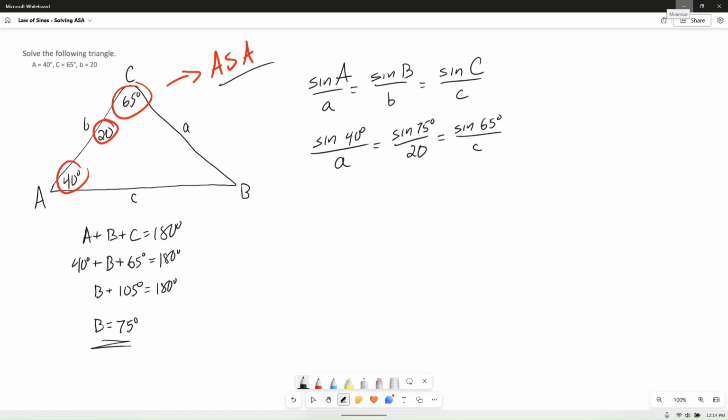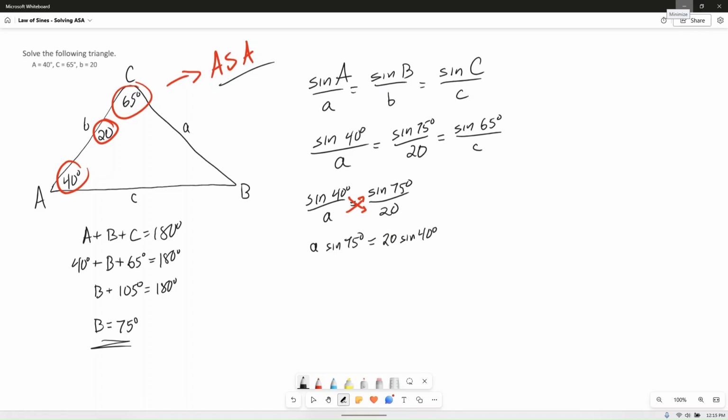So if we want to find side A, take the A fraction and set it up as a proportion with the B fraction. So our proportion will look like the sine of 40 degrees over A is equal to the sine of 75 degrees over 20. And to solve a proportion, you just cross multiply and divide. If we cross multiply, going diagonally, we'll have A times the sine of 75 degrees is equal to 20 times the sine of 40 degrees.